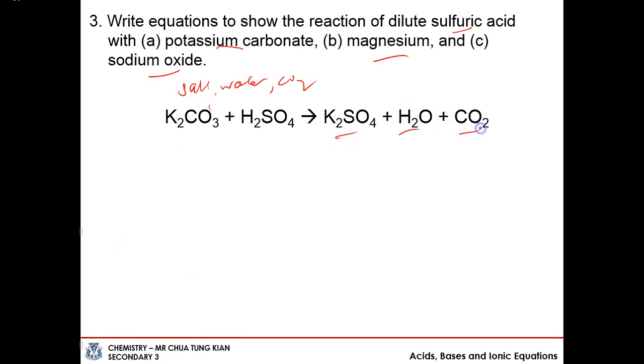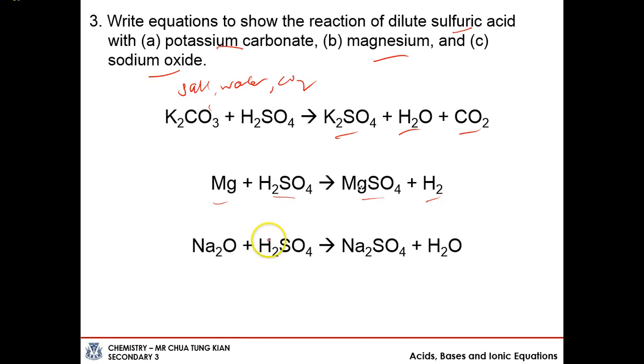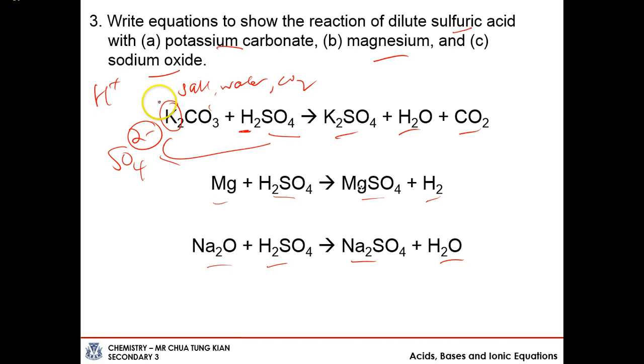salt, water and carbon dioxide. Acid metal, salt and hydrogen gas, and acid oxide gives us salt and water. Take note, SO4 has a charge of 2 minus, H has a plus charge, that's why we have two H's here. K is in group 1. Group 1 means that it will lose a single valence electron to form K plus. So to balance 2 minus and plus, we need 2 of the K's.